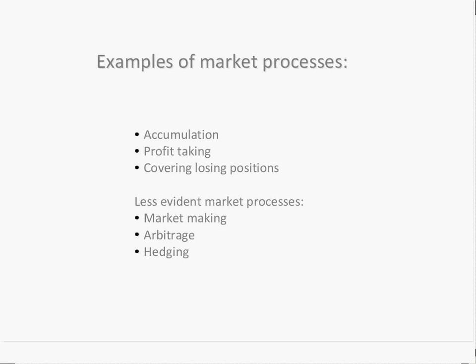Basic examples of market processes are below. Accumulation, where big companies, big funds accumulate their positions. Profit taking. This leads to a so-called sideways market. Covering losing positions, especially when winners quickly turn into losers.